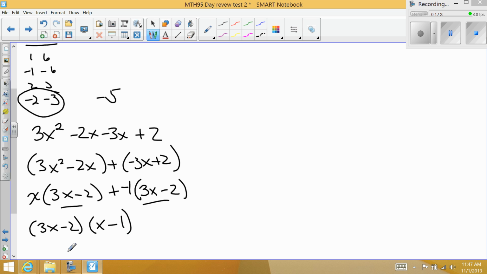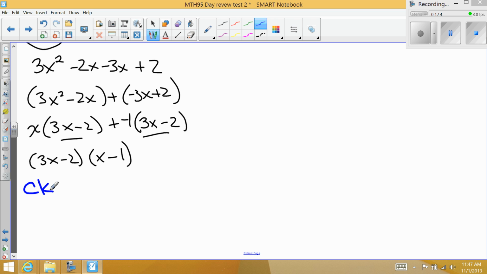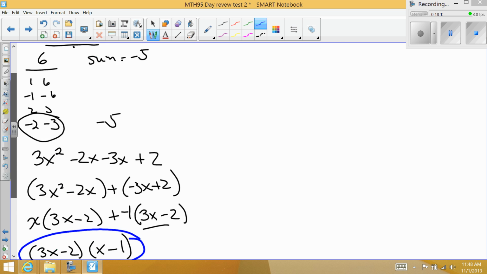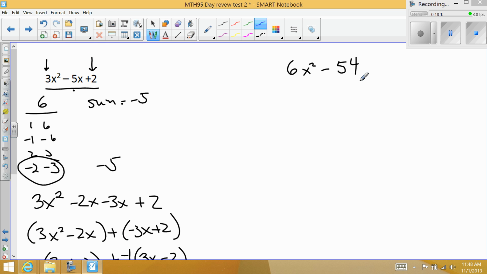And then I can FOIL this back to double check. So FOILing, that would give me a 3x squared, subtract 3x, subtract 2x plus 2, and I can see I've got my original trinomial that I started with, and here is the correct factored form of that trinomial. So on the test, be sure to take the time to go ahead, multiply your factoring problems back together, double check you've got the correct result. Okay, do you want to give this one a try? I'll go ahead and pause a minute and then we can compare results, okay?